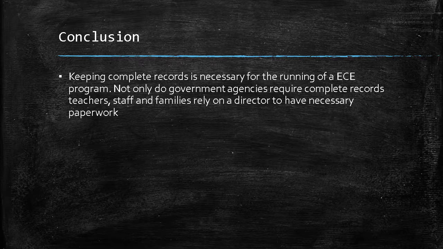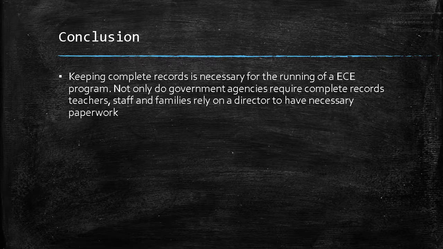So keeping really complete and honest records is necessary for the running of an early childhood education program. Not only do our government agencies like licensing require it, but our teachers, our staff, and our families rely on a director to have the necessary paperwork. They want to be paid on time. They want to have the budget to be paid on time. And just in general, a teacher might come up to you and say, I need this lesson planning form, and if you can have it at the tips of your fingers, then you can give it to your staff really easily, and it won't cost you a lot of time out of your day.